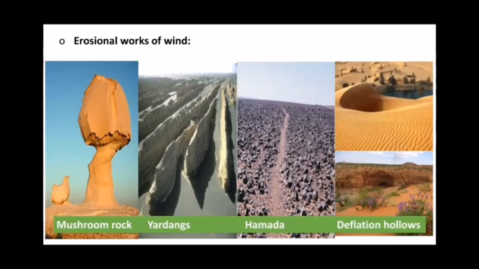There's another part that is hamada. Here you can see there are only big, heavier stones in the picture, and all the tiny particles are being taken away by the wind. Deflation hollows are hollows, hole-type formations, eroded by the wind. You can see a hole, a cave type, and even in the desert region it has created a hollow. So these are all the erosional work of wind.